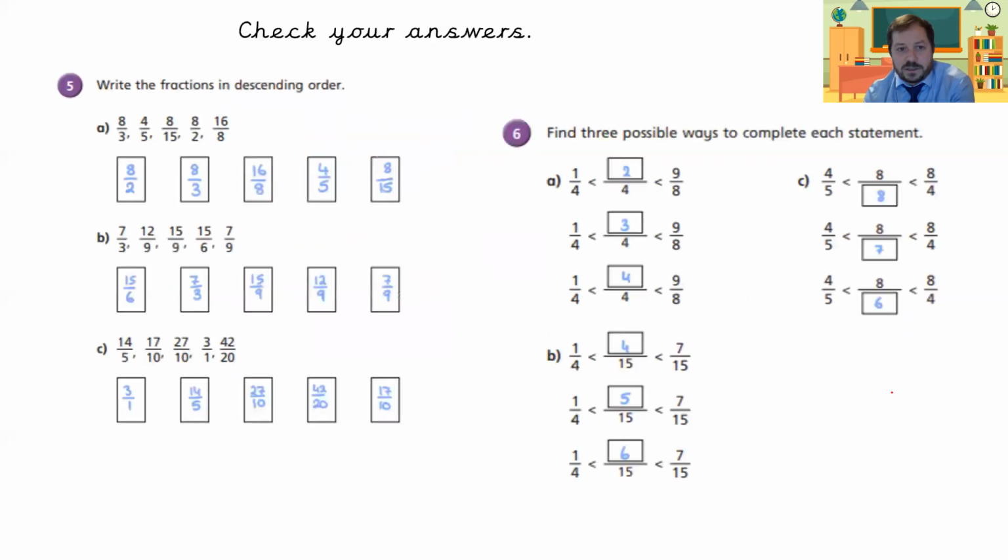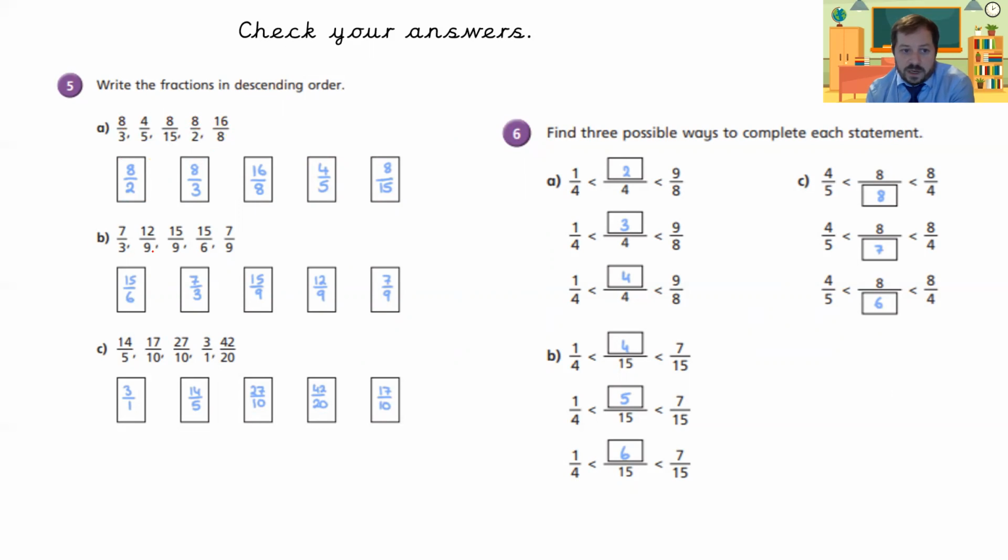Okay, let's go through the answers. So first, descending order, and the key one here is 16 along the numerators. Look, so we can times this one by 2, this one by 2, this one by 4, and this one by 2. Then we can compare the denominators, and we put them in descending order, so the largest one first, and then go down from there.